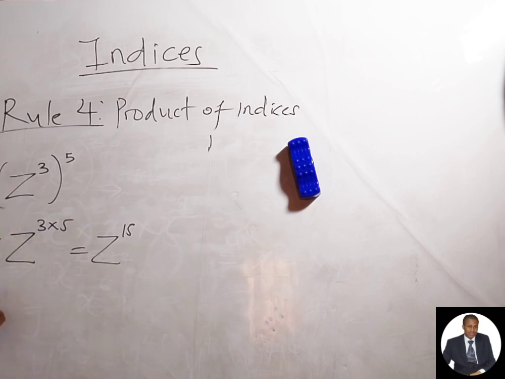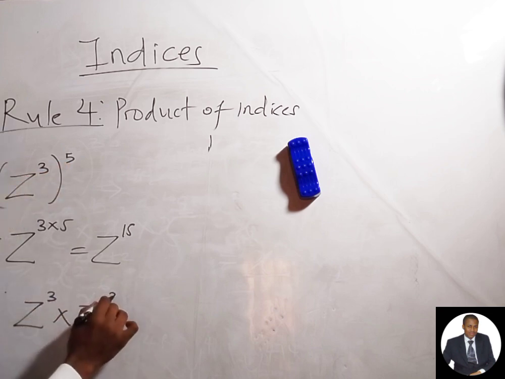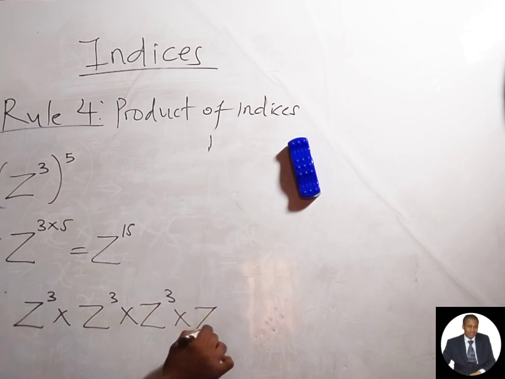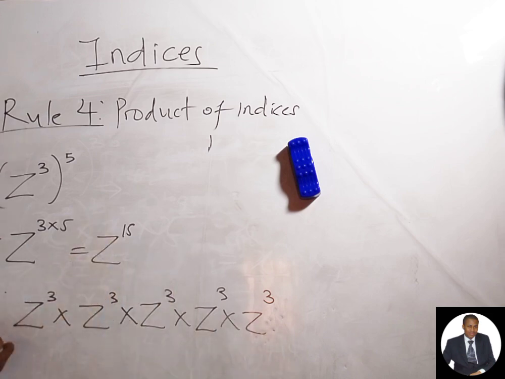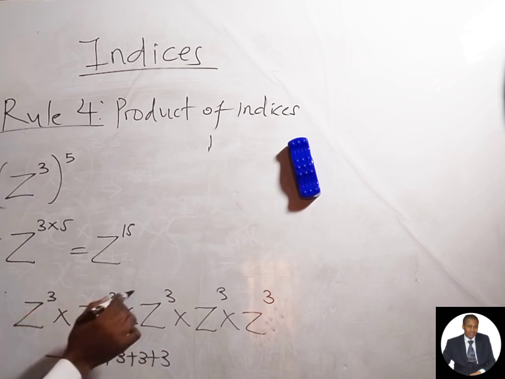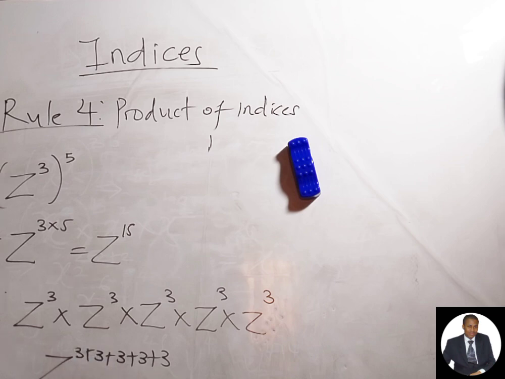Or, in a broader sense, we can say z^3 in 5 places: 1, 2, 3, 4, 5. We pick one of the bases, z, then the rule that we did earlier, multiplication in indices, means we add the exponents: 3 plus 3 plus 3 plus 3 plus 3. What does this give us? z, 3 plus 3, 6. 6 plus 3, 9. 9 plus 3, 12. 12 plus 3, 15. You see, we have the same answer.